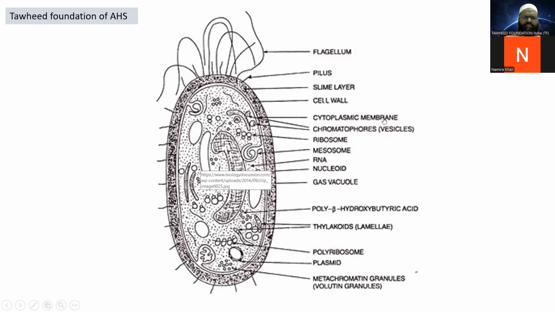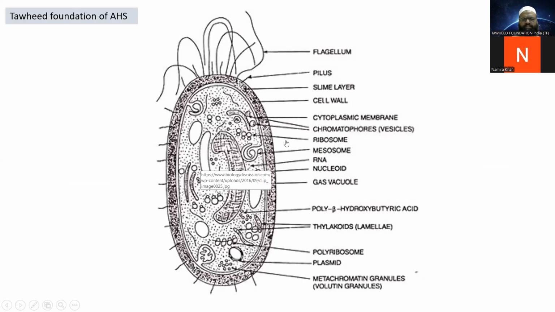Then cytoplasmic membrane. It is a phospholipid bilayer beneath the cell wall. It regulates entry and exit of substances and houses enzymes for metabolic activities. Then chromatophores vesicle. It is a membrane-bound vesicle containing pigments or enzymes, often involved in photosynthesis or respiration in certain bacteria. Then ribosomes. Ribosomes are small particles scattered throughout the cytoplasm. It is a site of protein synthesis, which is 70S type in bacteria. Then mesosome.